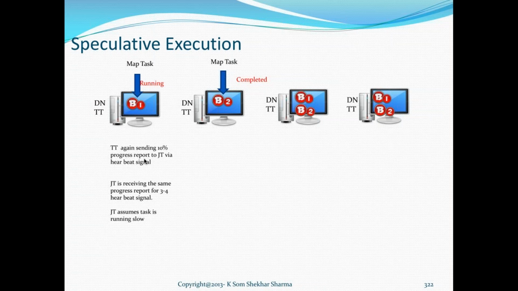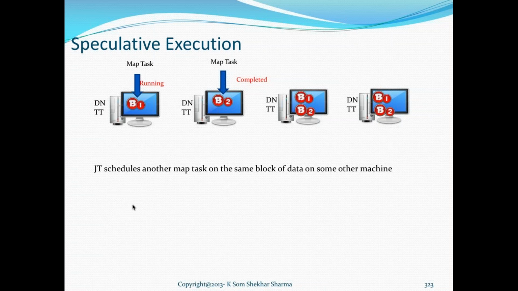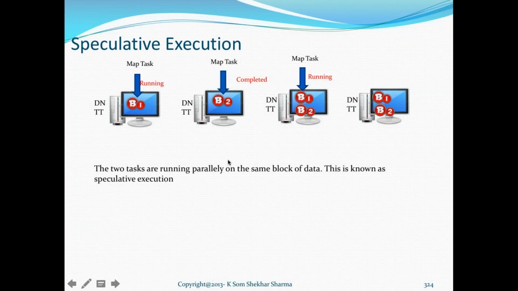So the framework waits for 3 to 4 heartbeat signals. If it has received the same progress report for 3 to 4 heartbeat signals, then it assumes the task is running slow. And in that case, what will happen? It will again start the task. So the same B1 block of data, right? I've explained to you Sajjit and Vipin's that particular same scenario.